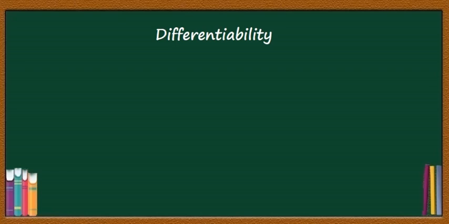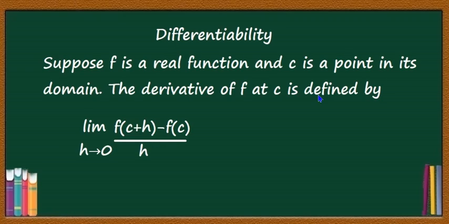Hello students, in this video I will explain the differentiability of the function and the definition of the derivative of the function. Suppose f is a real function and c is a point in its domain. The derivative of f at c is defined by limit h tends to 0 of f of c plus h minus f of c divided by h.